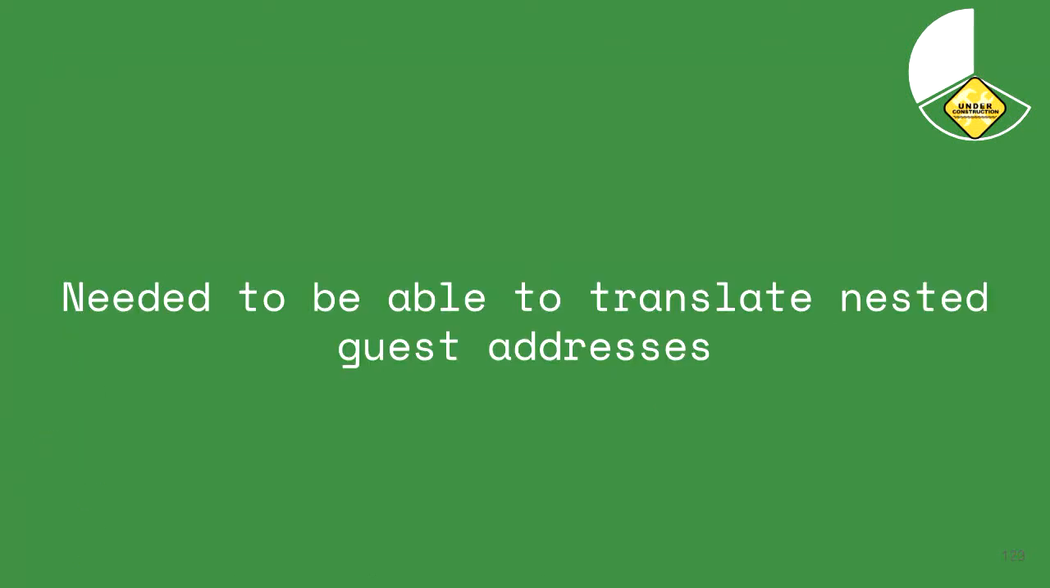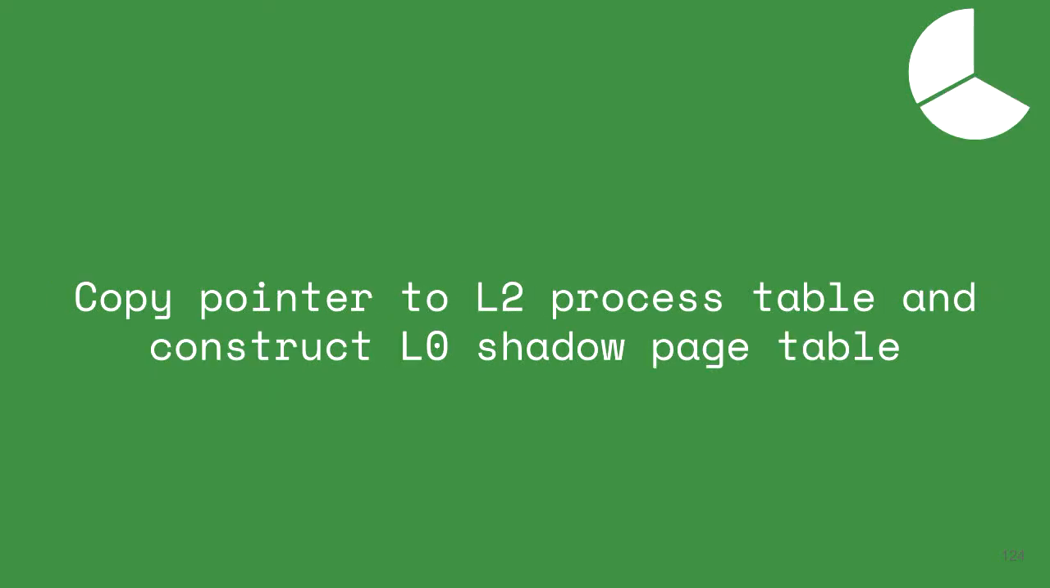So I said we need to be able to translate nested guest addresses. And we get process scope translation basically for free. And we set up this shadow page table, or just another partition table, for our nested guest by allocating a shadow LPID. And that's the second piece of our puzzle.